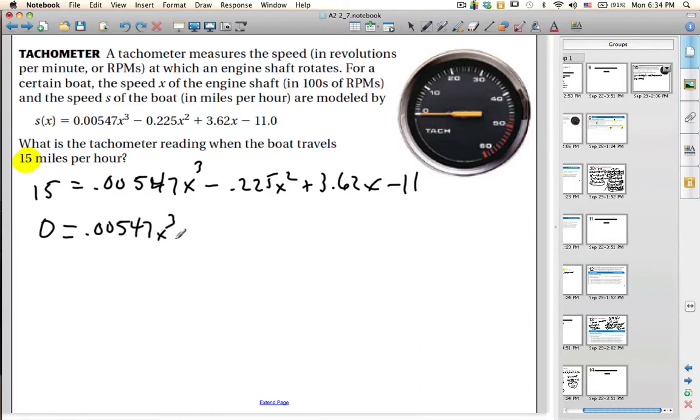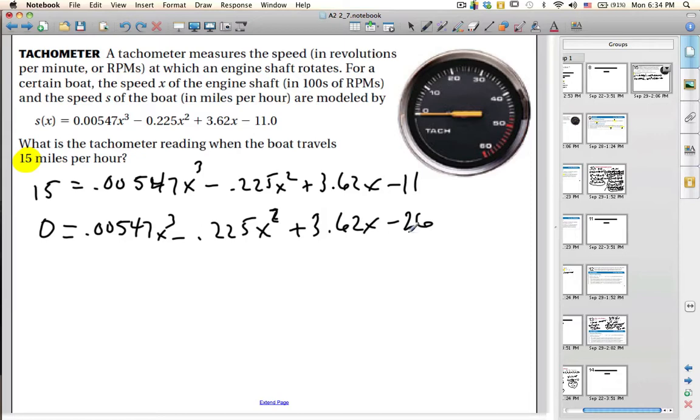0.00547x cubed minus 0.225x squared plus 3.62x. And then I subtracted 15, so negative 11 minus 15 is minus 26. So if I solve this polynomial, then I could go ahead and find my solutions.